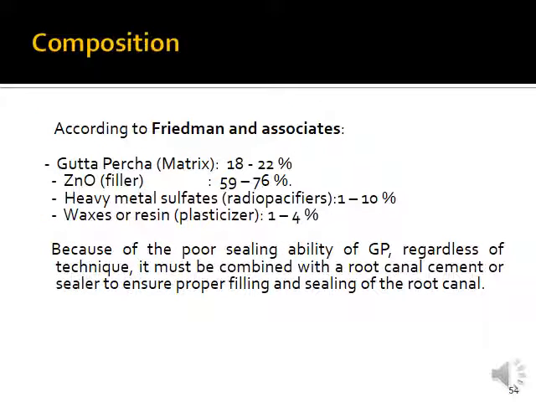Friedman and associates: gutta percha contains gutta percha 18-22%, zinc oxide 59-76%, heavy metal 1 to 10%, waxes or resin 1 to 4%. Because of the poor sealing ability of GP, regardless of technique, it must be combined with root canal cement or sealer to ensure proper filling or sealing of the root canals.